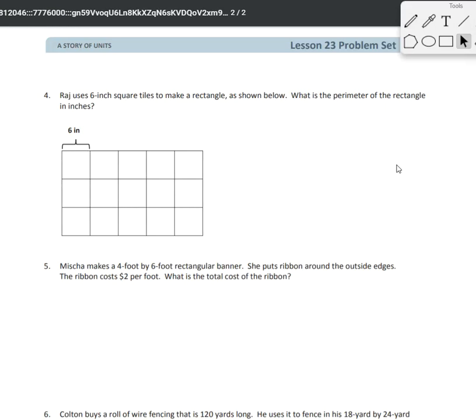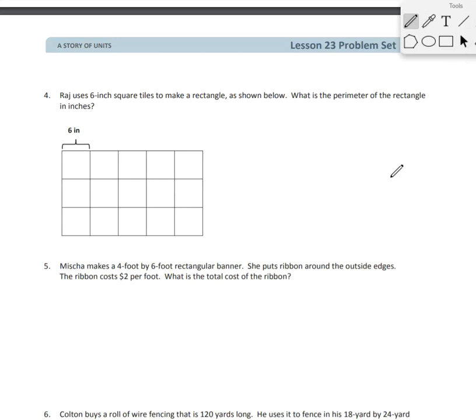All right, on to our last 3 problems. It says, Raj uses 6-inch square tiles to make a rectangle as shown below. What is the perimeter of the rectangle in inches? So here we get to do a little bit of skip counting because this is 6 and this is 6, that's 6, that's 6. So I'm going to do the shorter sides first because I always like to do my short sides first. This is 6, 12, 18. So from end to end right here, this is 18.